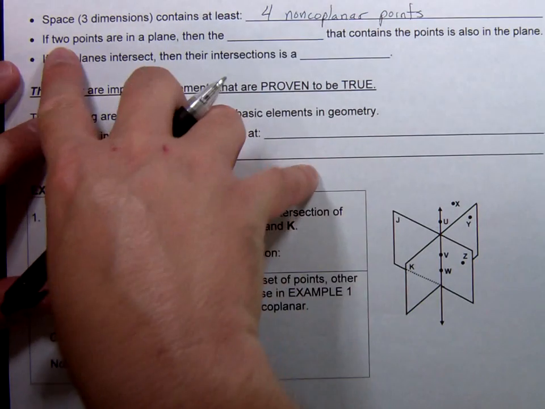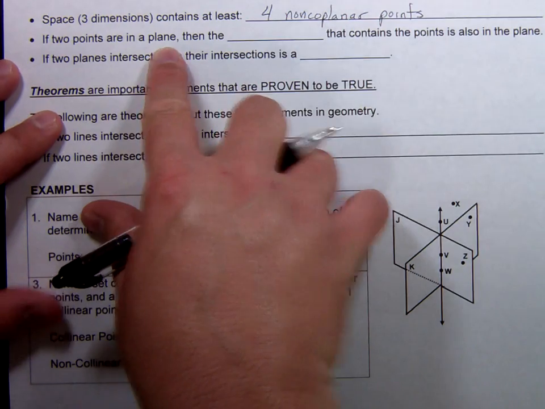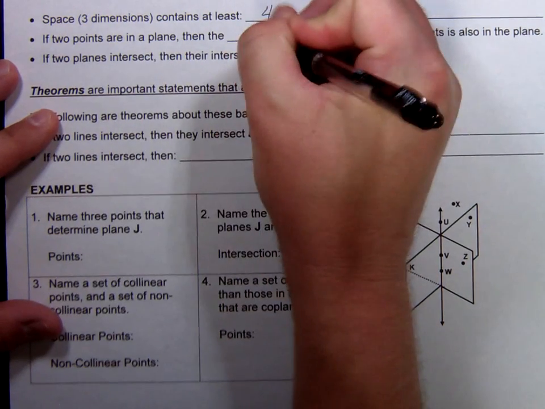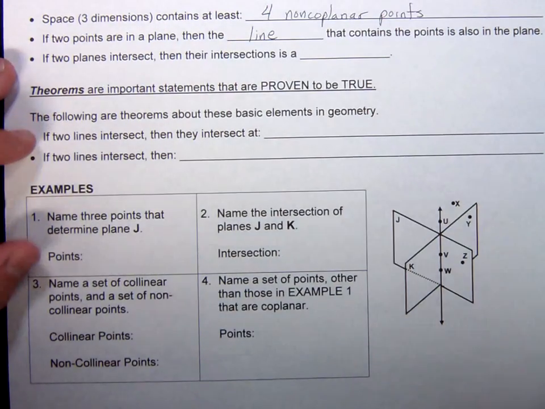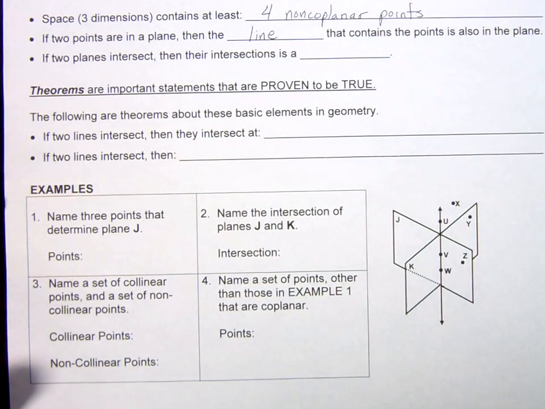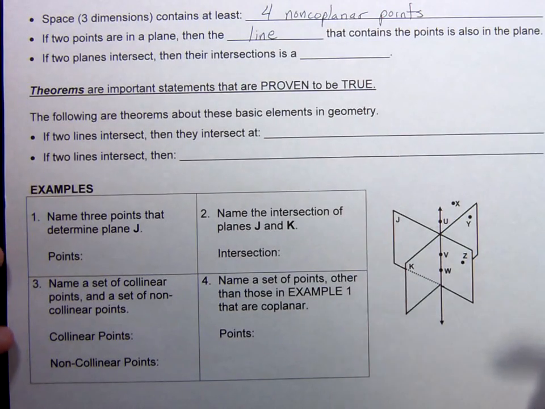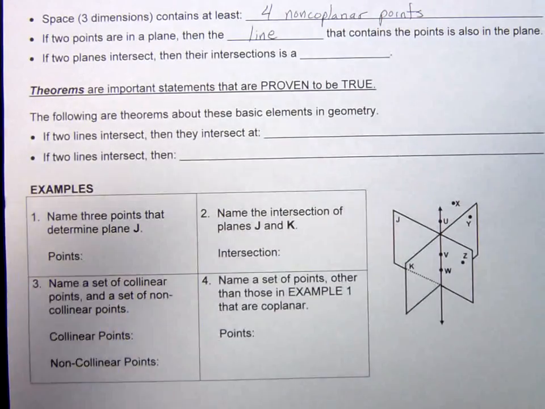If 2 points are in a plane, then the line that contains the points is also in the plane. Remember, 2 points creates a line. So if both of those points are on the plane, then the line going through those points is going to be on the plane as well.